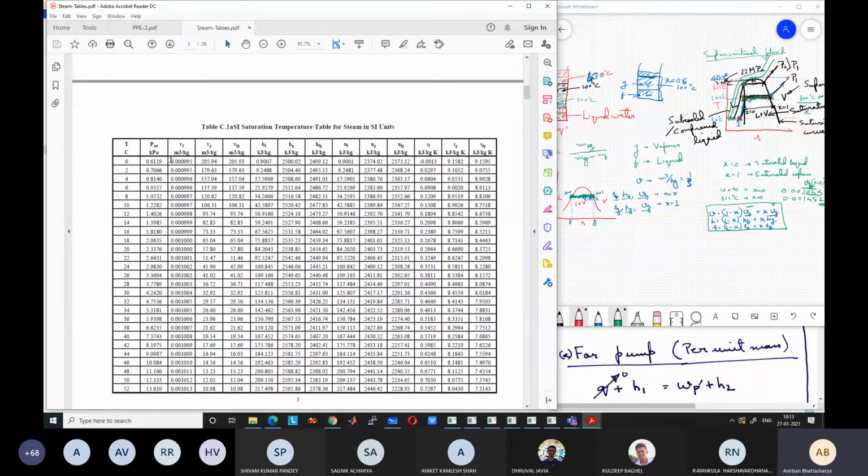Okay. What does this temperature denote? It denotes the boiling temperature. So the technical term for boiling temperature is saturation temperature. Technically, the boiling temperature is known as saturation temperature. Okay. So at this point, these are the boiling temperatures.